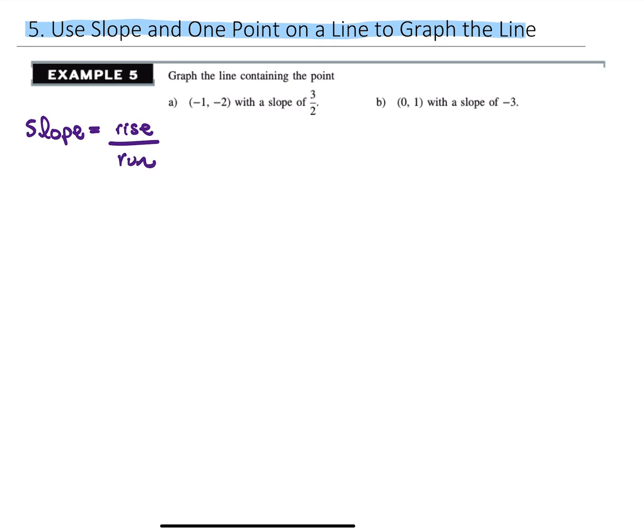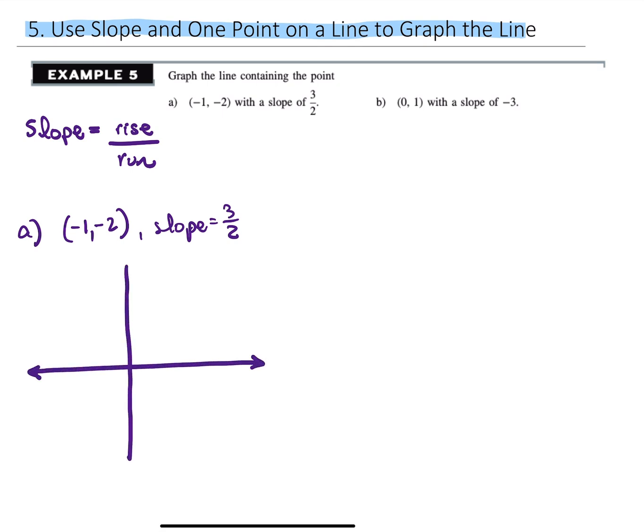So if we have, for part A, a point of (-1, -2) and the slope is 3 over 2, you can start by plotting your first point. Let me build my axes. So I can start with my first point, (-1, -2). That would be down here. I'm going to use the lighter blue.